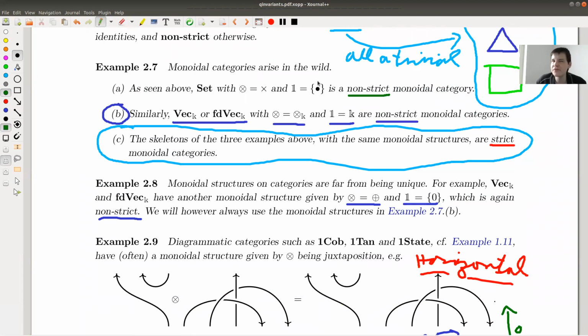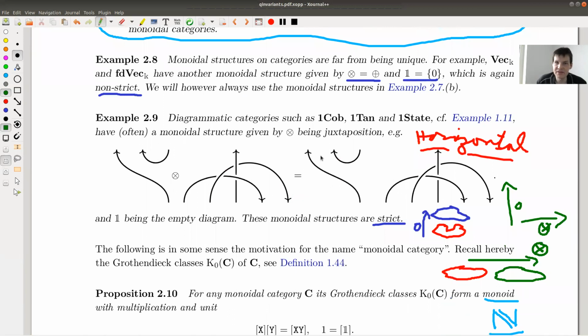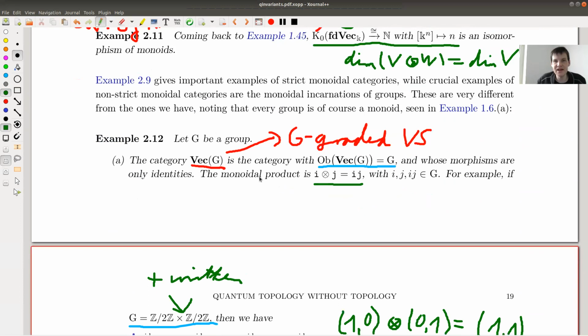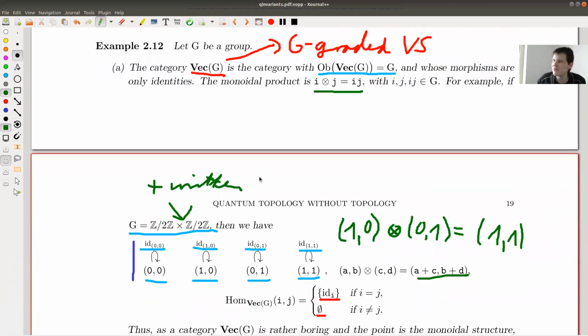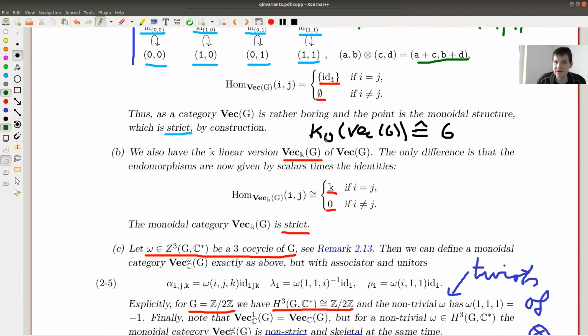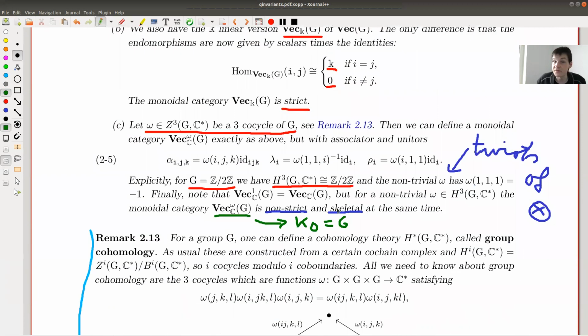We have two different kinds of examples. We have the classical examples, where the skeletons are strict, but the categories themselves are not. We have diagrammatic examples. They're just really nice. They're strict on the nose. They are two-dimensional, and this is what I will explain in much more detail later on. Probably not today anymore, but later on. And there's a third class of examples, which is a bit weirdish, but you can construct non-strict skeletal categories by twisting the tensor product structure.